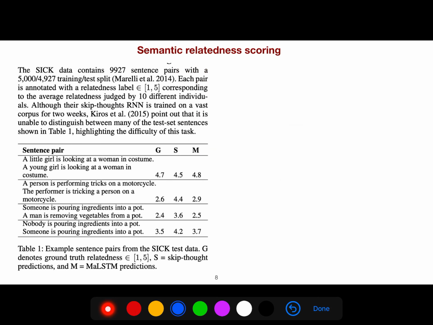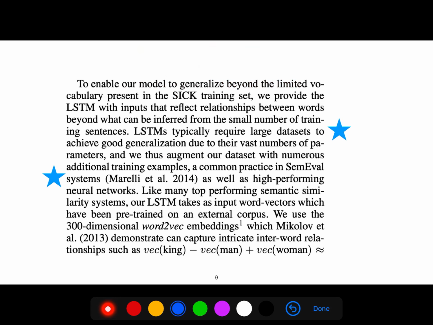The SICK data contains 9,000 sentences, where you can see the skip-thought and the MaLSTM predictions for different sentence pairs. But here is something important: because LSTMs typically require large datasets to achieve good generalization due to the vast number of parameters, we augment our dataset with numerous additional training examples as well as high-performing neural networks.